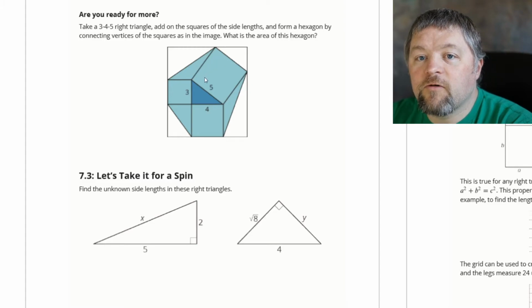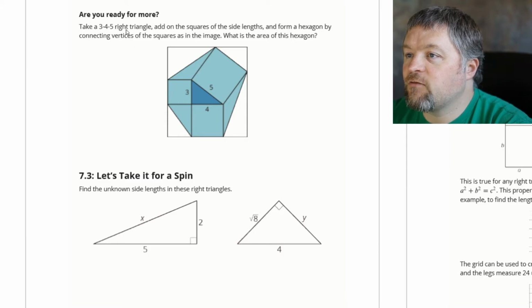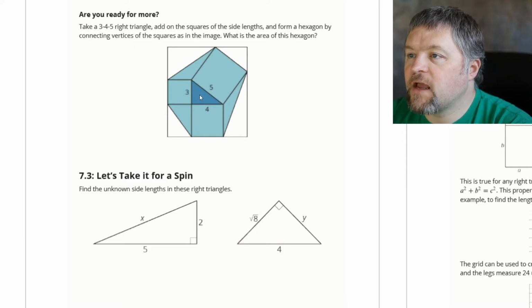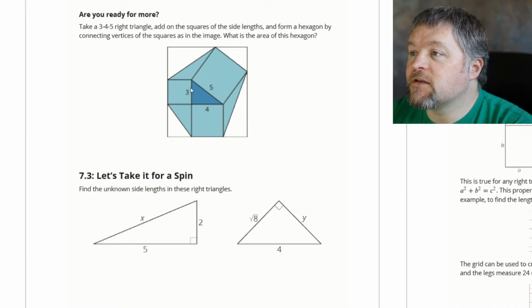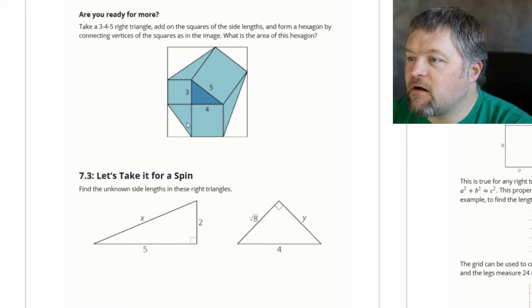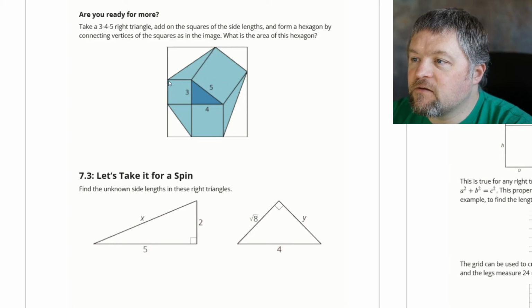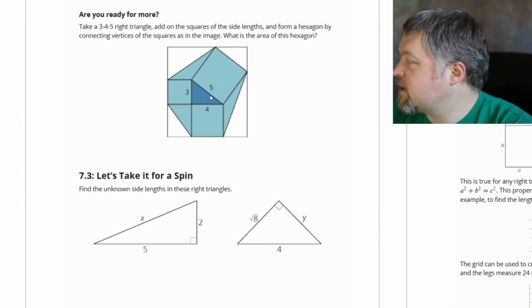Today's Are You Ready for More problem is a little bit of a challenge. Take a 3, 4, 5 right triangle, add on the squares of the side lengths, and form a hexagon. What is the area of this hexagon? 1, 2, 3, 4, 5, 6. That's a six-sided figure. What's the area of it?